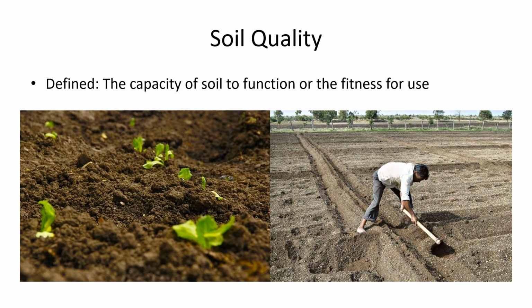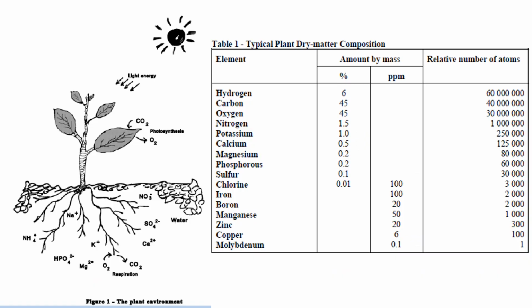Now, to discuss soil quality, soil quality is defined as the capacity of soil to function or the fitness for use. This is a typical plant dry matter composition, with relatively no water or H2O. These are the elements present in the dry matter of a plant.